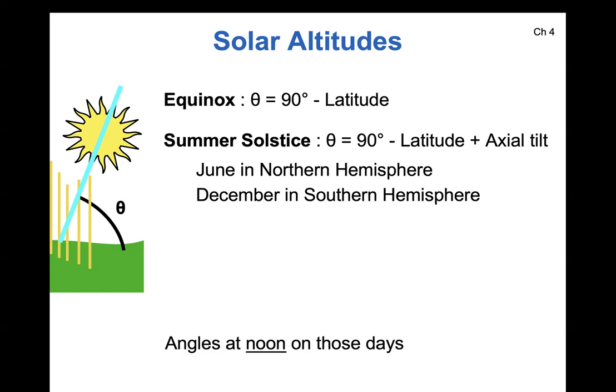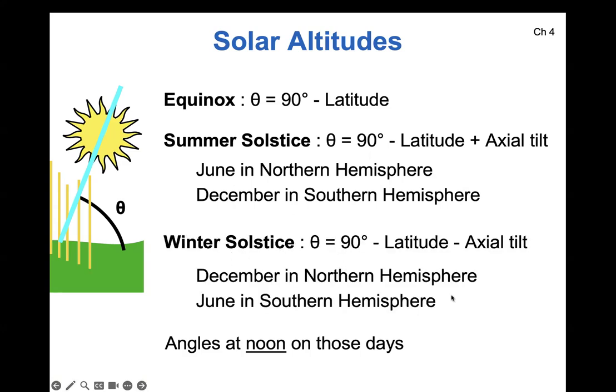And it would be complicated to figure out the altitude at all the days in between because we'd have to take into account the complicated geometry of the circle and how that affects what happens on the surface. But if we just consider the special cases of the summer solstice and winter solstice, we don't have to worry about that. And that's why we've focused on those special days. Okay, so notice that this formula for the summer solstice happens in June in the northern hemisphere and December in the southern hemisphere. Finally, the winter solstice formula is obviously very similar to the summer solstice. To find the solar altitude, you take 90 degrees minus the latitude and then minus the axial tilt.